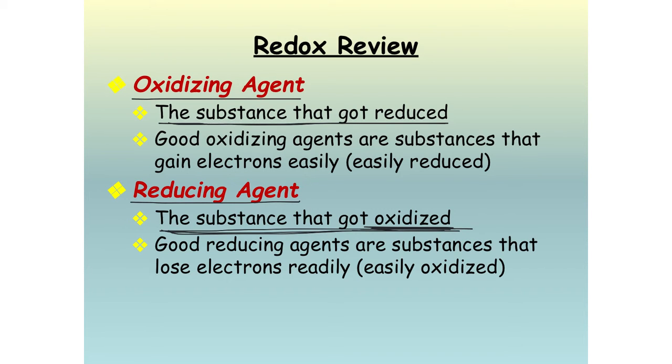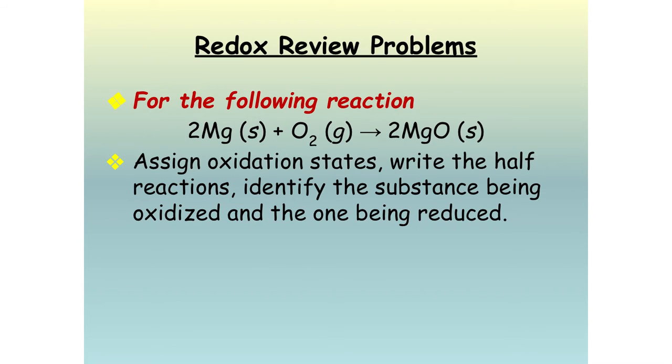So good oxidizing agents would be things that get reduced easily. So things that gain electrons easily. So that's going to be our group 17 halogens. Good reducing agents would be substances that get oxidized easily. So substances that lose electrons easily. So that would be metals, more specifically group 1 and group 2 metals.